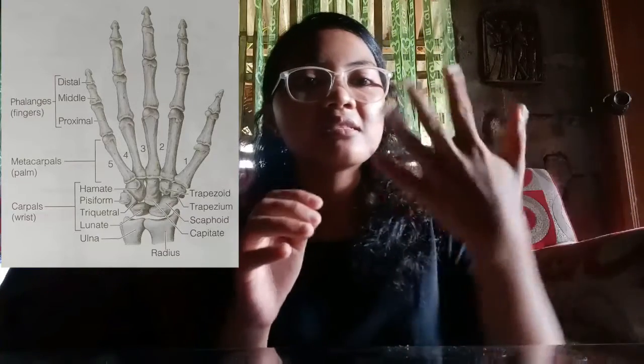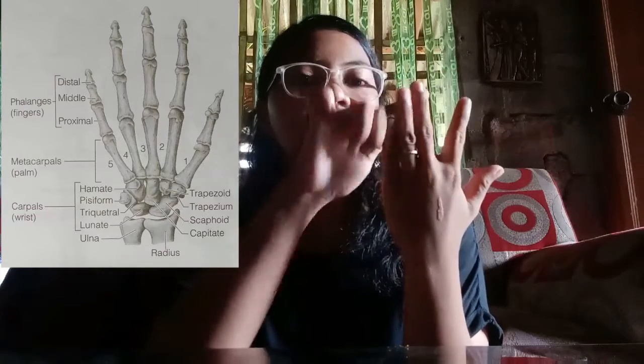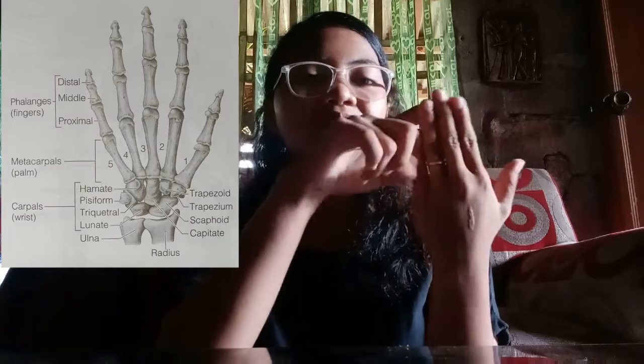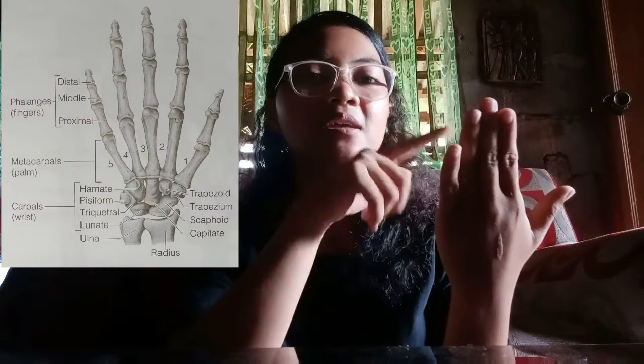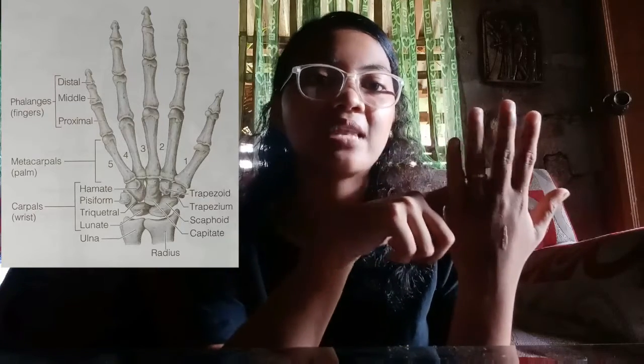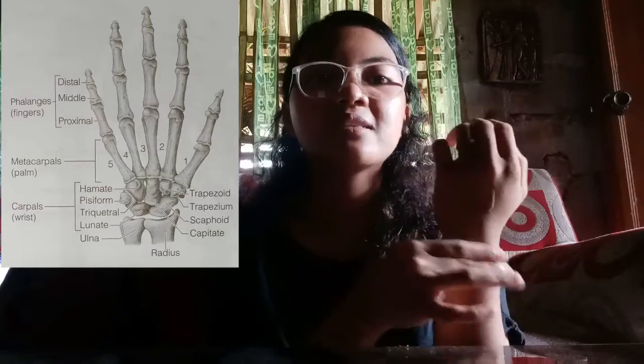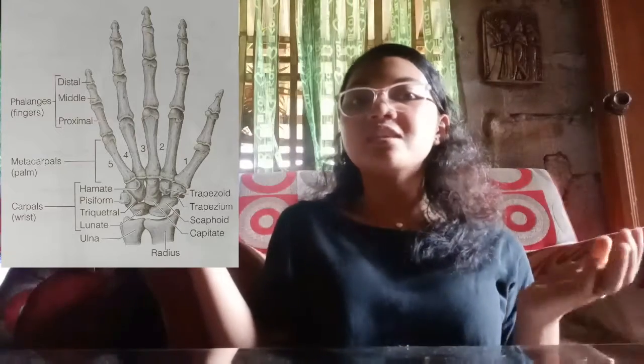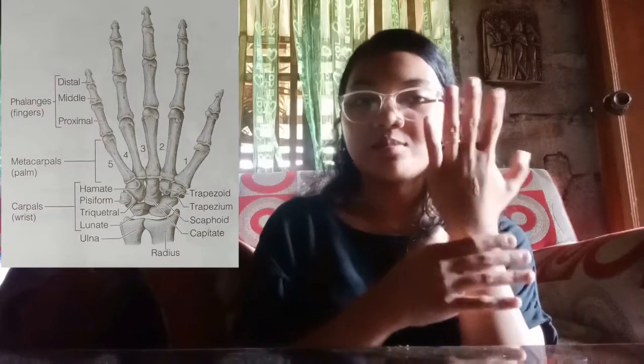So this hand has the distal phalanges, the middle phalanges, and the proximal phalanges. So here at the wrist, I will show you the picture because you cannot see what is inside. So, let me repeat. First, here is the clavicle connected to the scapula.